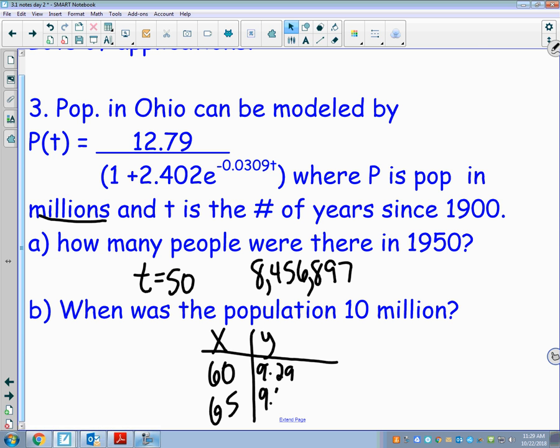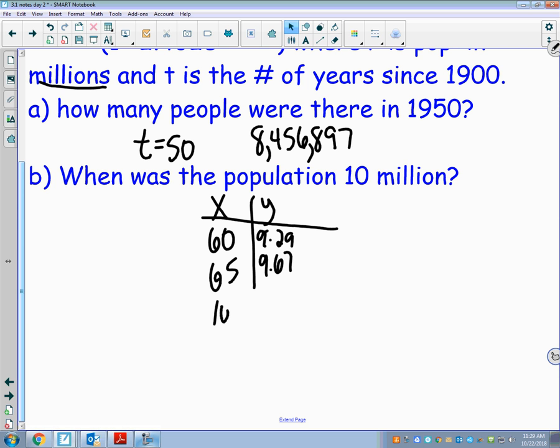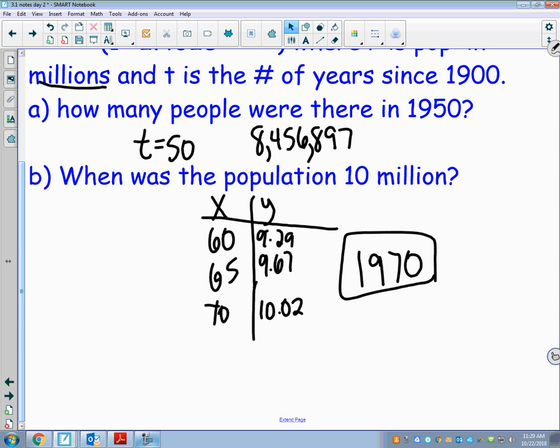9.67. All right, I thought jumping to 70 was too much, but I'll jump to 70 now. It's an exciting math video, right? 10.02. So you could check 1969, I guess, but it's 9.95. So I'm going to say in 1970. Okay? So we'll practice that in class tomorrow, and there you go.